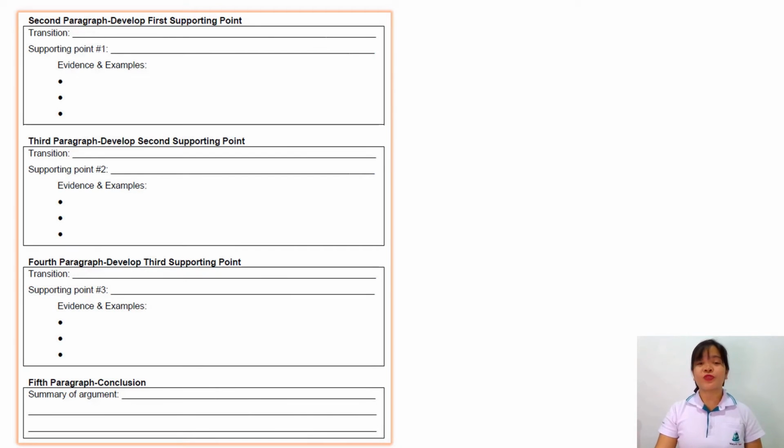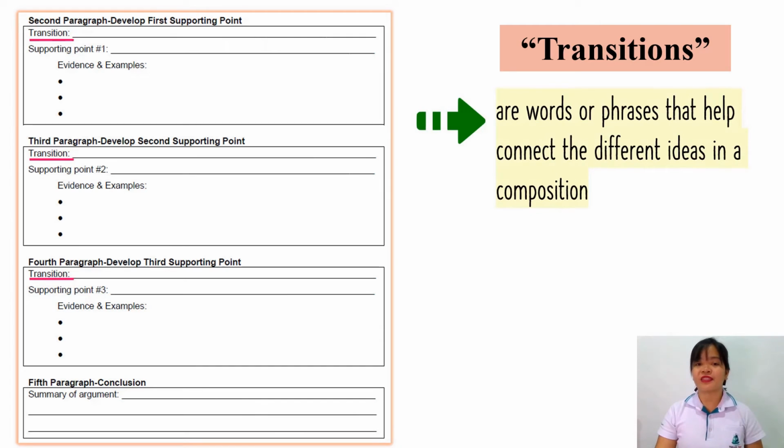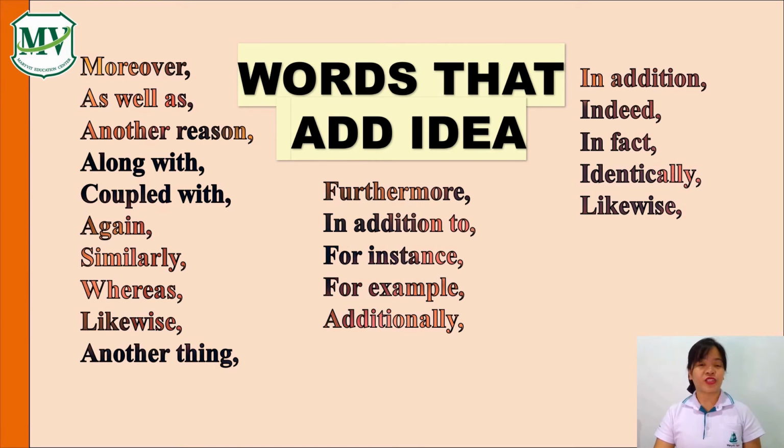Furthermore, you can also see on your screen that in each body paragraph, there's a transition. Transitions are words or phrases that help connect the different ideas in a composition. Transitions can also be used to link ideas within your paragraphs. That's how useful transitions are. Talking about transitions, these are example words that add ideas. You can pause the video if you need more time to read it.